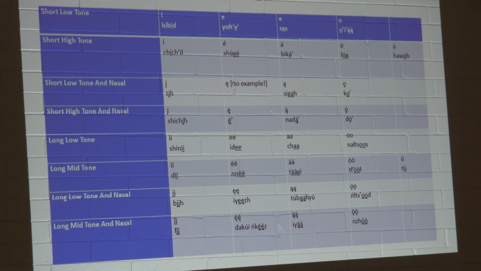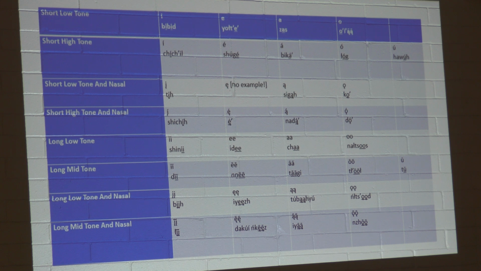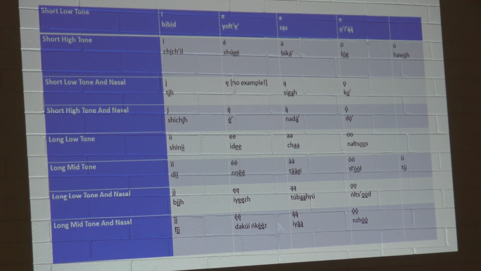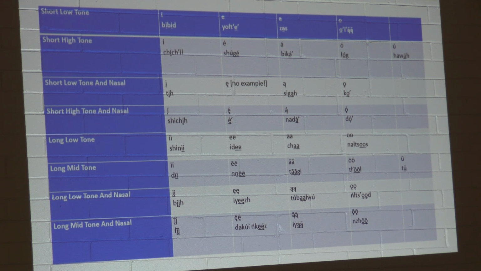And how was the sound for no example? How did that sound go again? I can't find an example in the language for the short sound. It exists long and high, but it doesn't exist short. I don't know why. But the E vowels are generally not all that common anyway. Remember, they're short, low tone, and nasal. So if you can find an Apache word that has a low tone nasal, let me know.